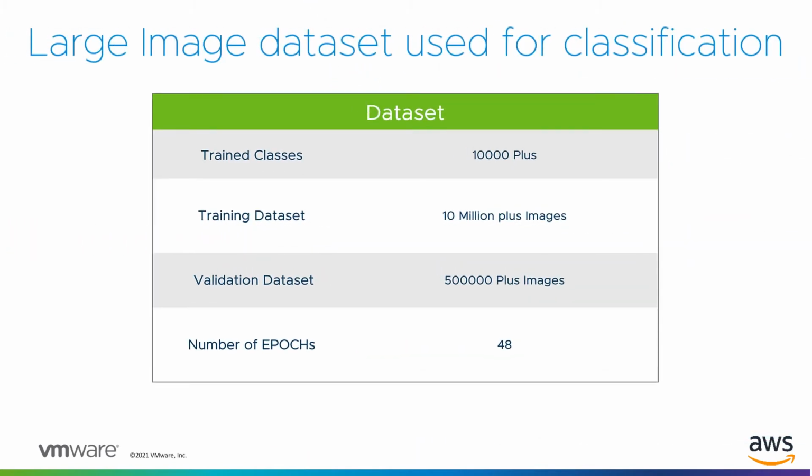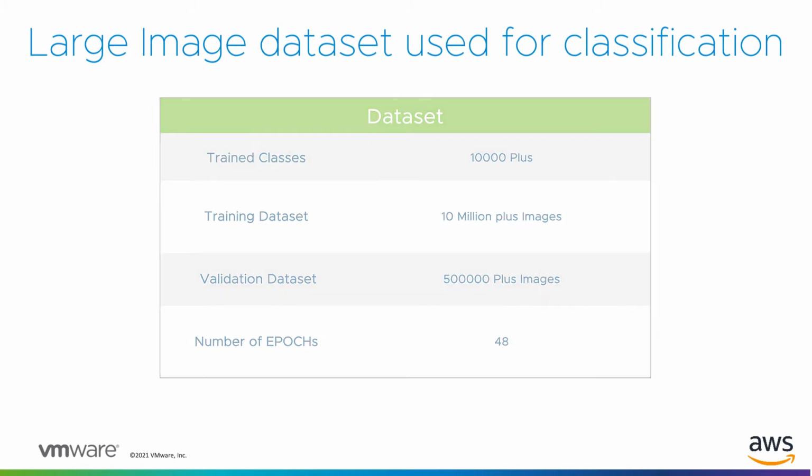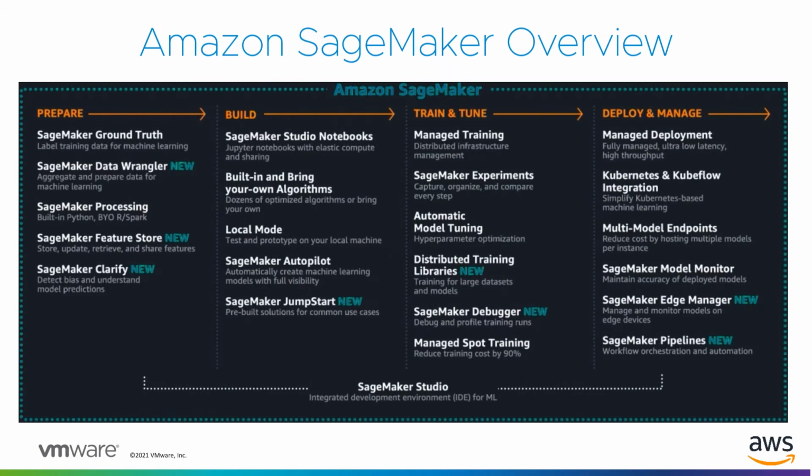A large image dataset is used for the training and classification. Details of the training and the epochs are shown. Amazon SageMaker is the end-to-end AI or ML in AWS, providing tooling and compute for all phases of data processing and machine learning. In this solution, SageMaker is leveraged for transfer learning and inference at endpoints.